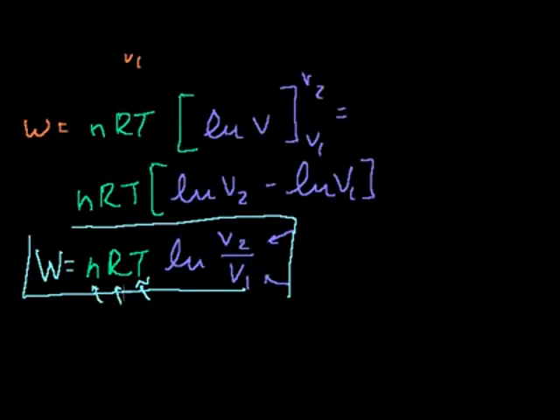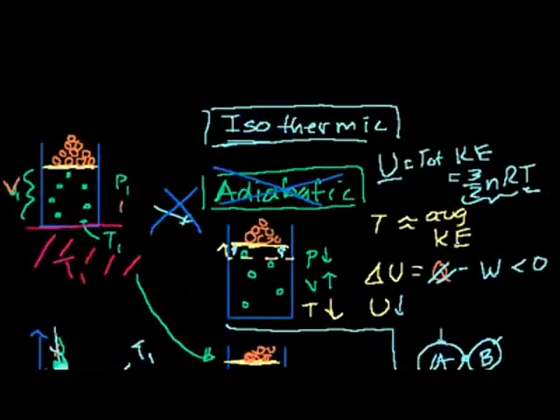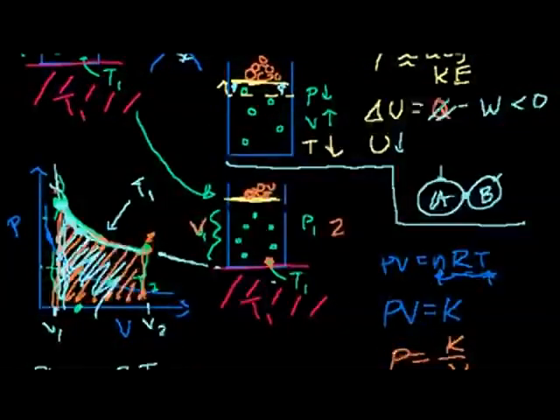Now, let me ask a follow-up question. How much heat was put into the system? How much heat was put into the system by this isotherm here? How much heat was put into the system? It put in heat to keep the temperature up. Otherwise, the temperature would have gone down, right? Heat was going into the system the entire time.